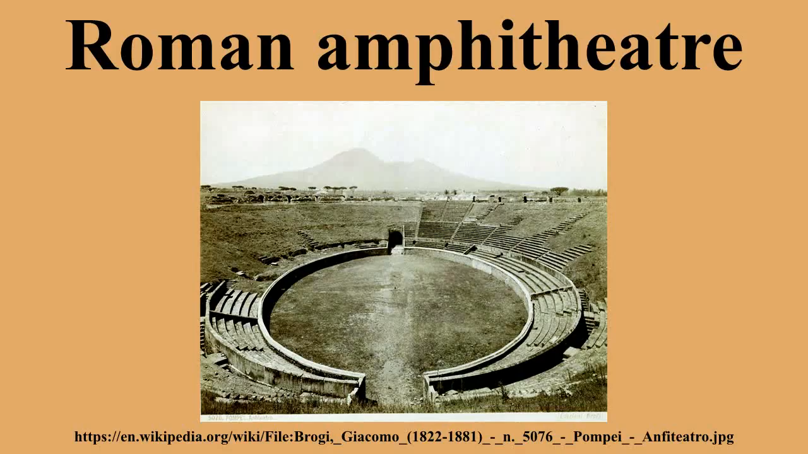The cavea was further divided vertically into cunei. A cuneus was a wedge-shaped division separated by the scalaria stairways. The arched entrances both at the arena level and within the cavea are called the vomitoria and were designed to allow rapid dispersal of large crowds.